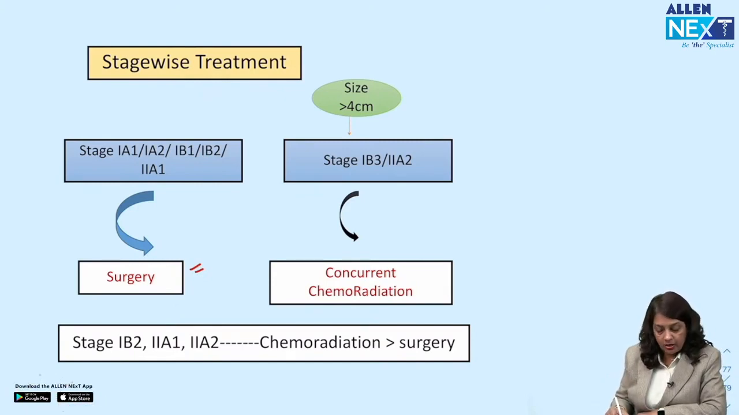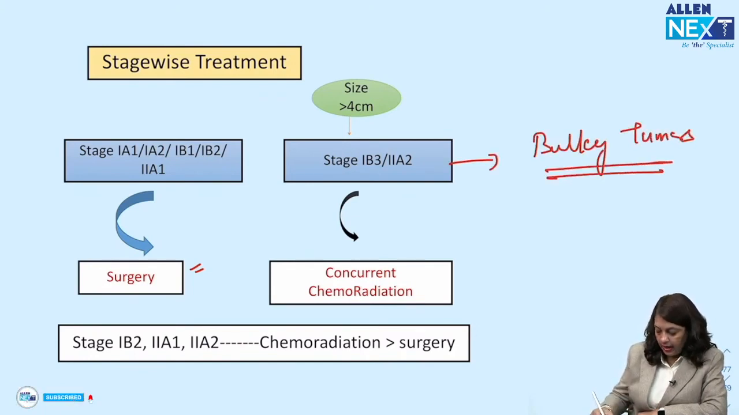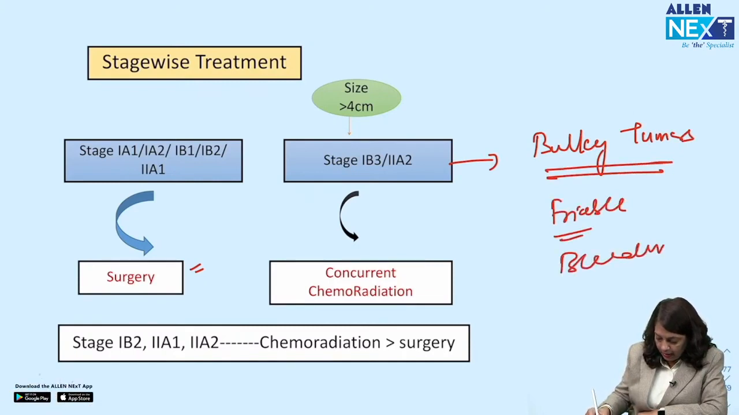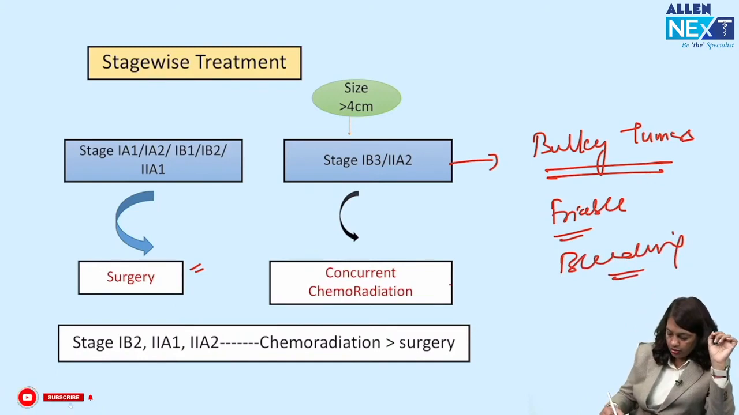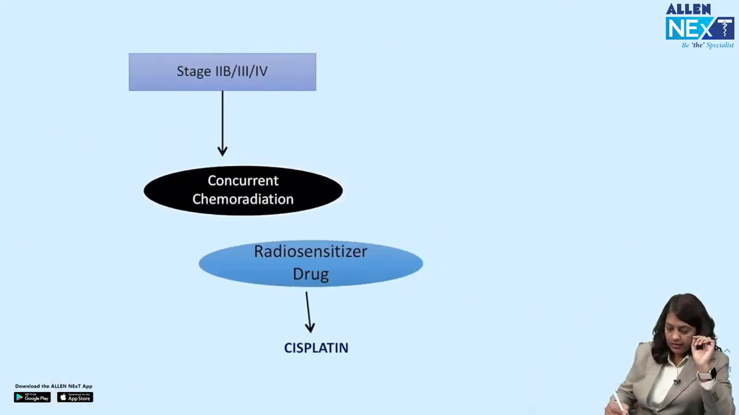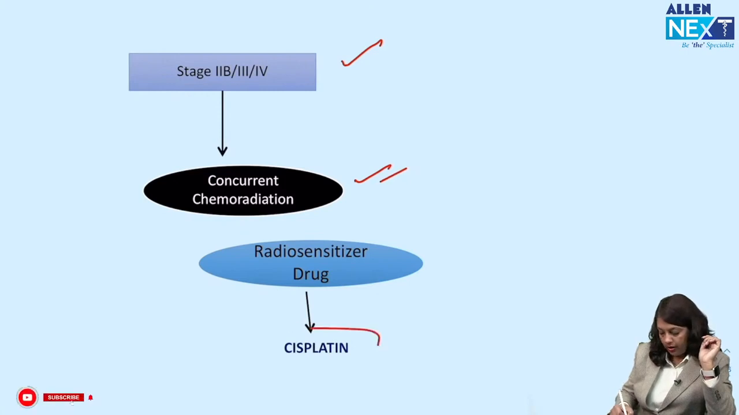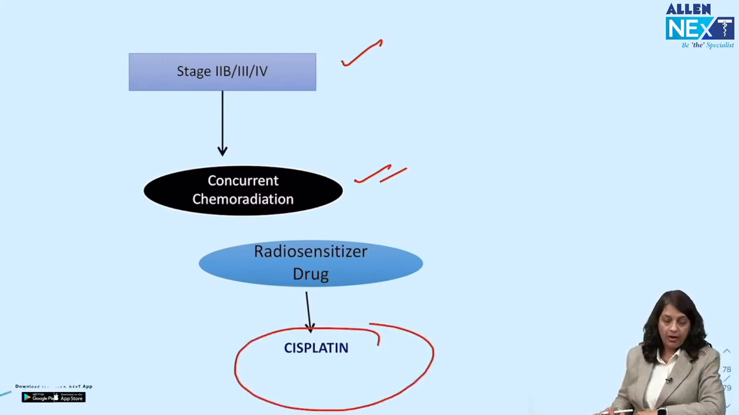If it is 1B3 and 2A, which are bulky tumors, the tissues are very, very friable and there are so many bleeding points, so it's better not to damage those structures. So concurrent chemo radiation has proven better results than surgery. Then if it is stage 2B, 3 and 4, concurrent chemo radiation, and the radiosensitizer drug is cisplatin. Fine.